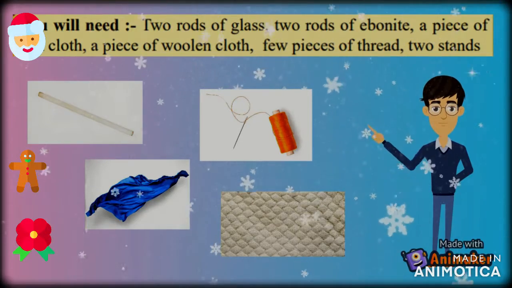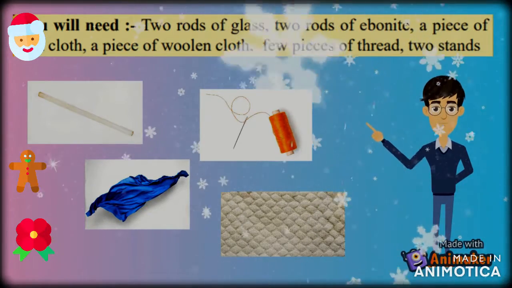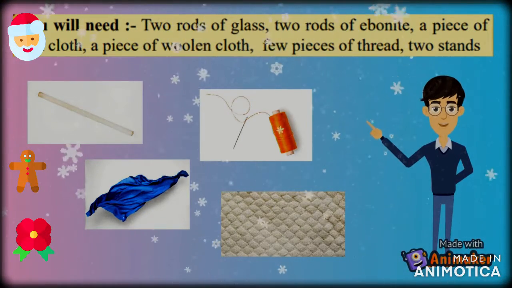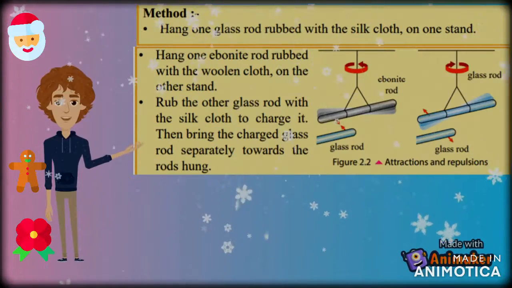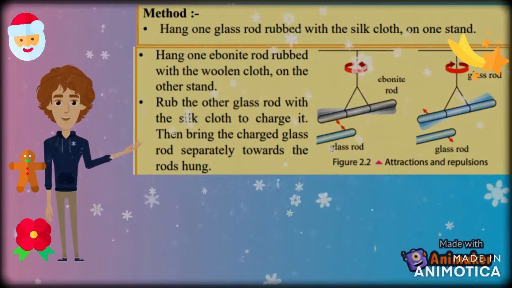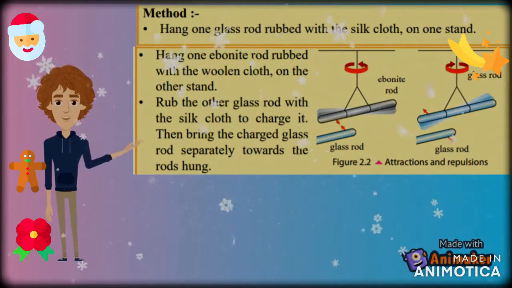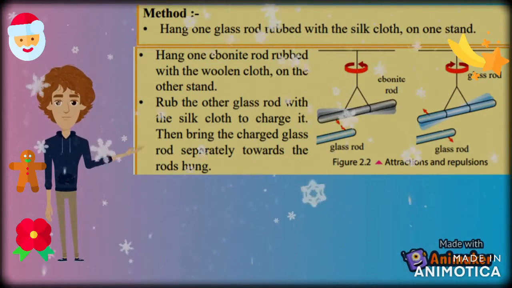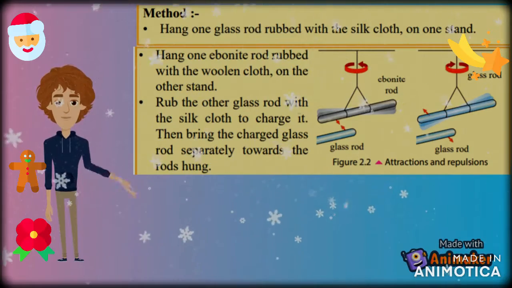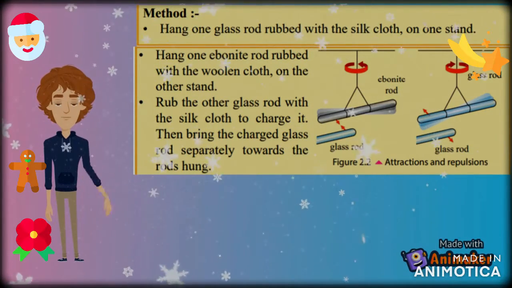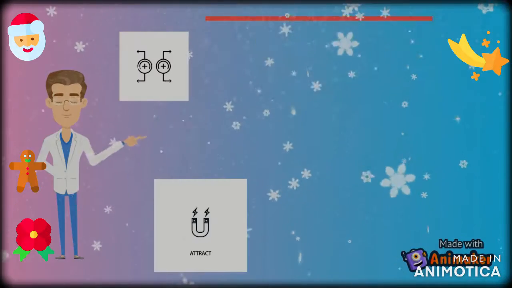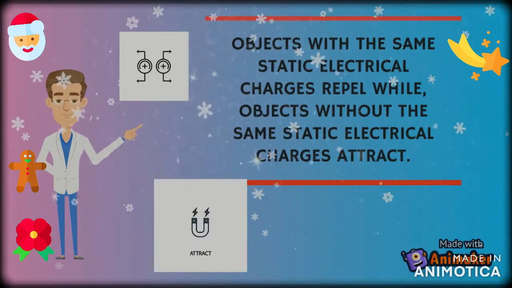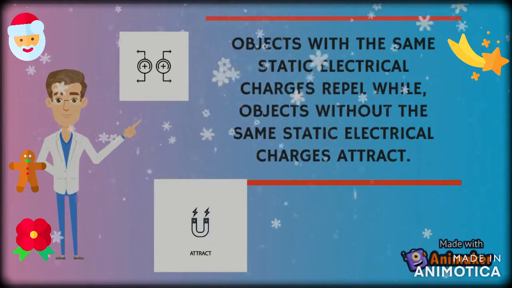You will need 2 rods of glass, 2 rods of ebonite, a piece of silk cloth, a piece of woolen cloth, a few pieces of thread, and 2 stands. Method: hang one glass rod rubbed with a silk cloth on one stand. Hang one ebonite rod rubbed with a woolen cloth on the other stand. Rub the other glass rod with the silk cloth to charge it. Then bring the charged glass rod separately towards the rods hung. Objects with the same static electrical charges repel while objects without the same static electrical charges attract.